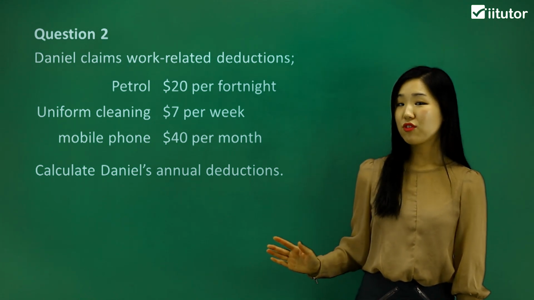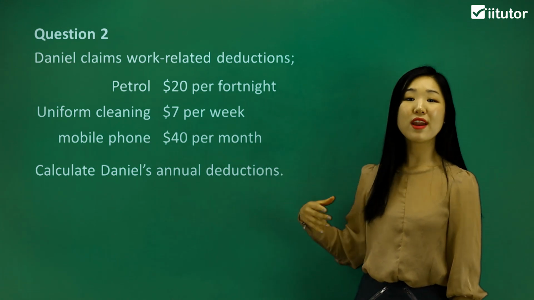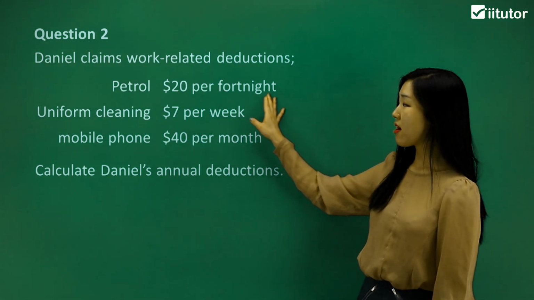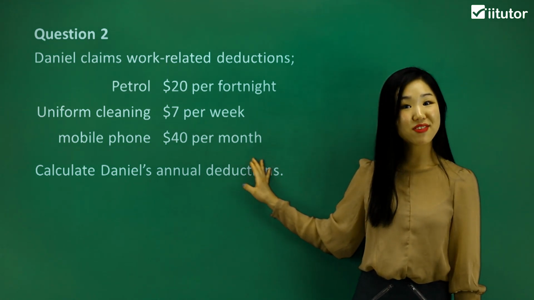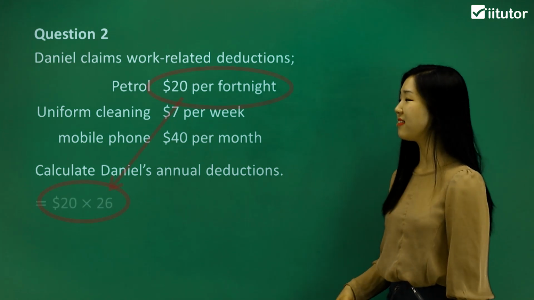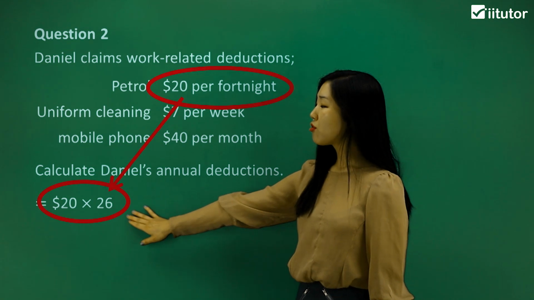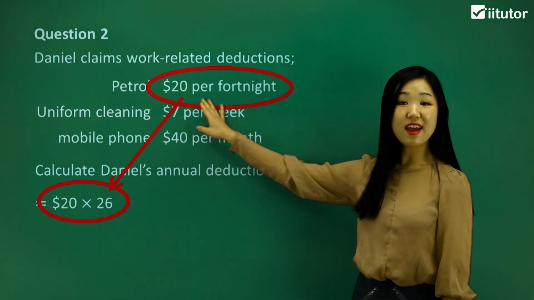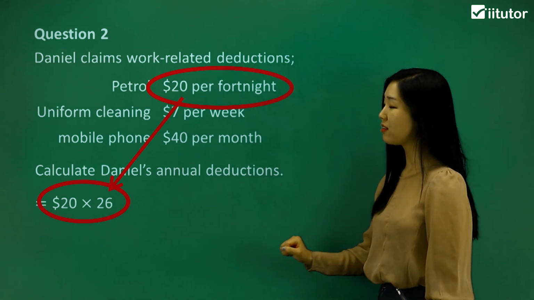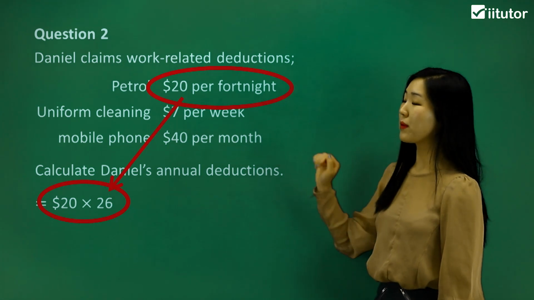So what you have to do, guys, is you can't just add them all this time. You have to put them all into an annual value. So you've got to remember how many fortnights there are in a year, weeks in a year, and months in a year. I'm pretty sure you guys are ready with this. So let's start with his petrol. His petrol is $20 per fortnight, and you know that there are 26 fortnights in a year. That's why I simply multiplied the $20 by 26 for this one. Yes?